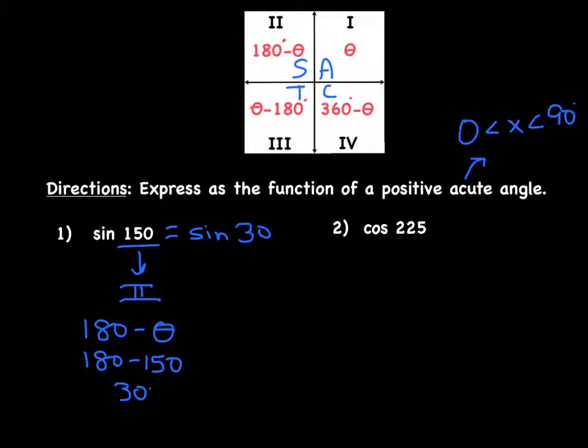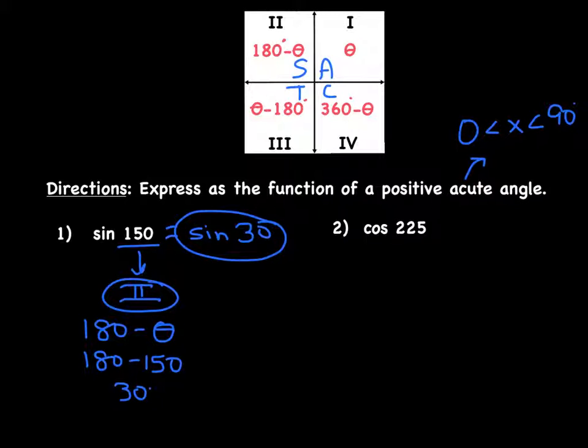Now, one other thing you have to think about, and this is why I wrote on top, all students take calculus. Since we're in the second quadrant, we want to ask ourselves, is sine positive or negative in the second quadrant? Sine is positive in the second quadrant, so we're going to leave this as a positive sine of 30. So this would be our answer.